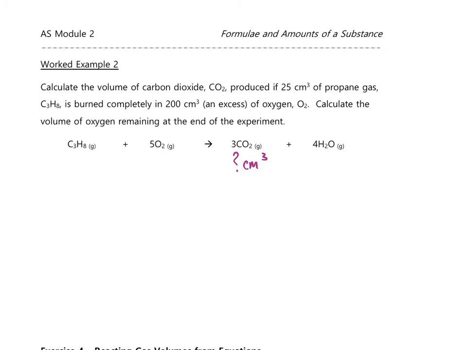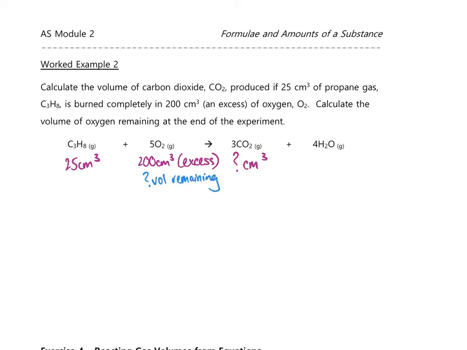If 25 centimetres cubed of propane gas, so I'll write that underneath here, is burned completely in 200 centimetres cubed, which is in excess of oxygen. There's two parts of this question, so I'm going to write 200 centimetres cubed and excess there. Okay, and then it says calculate the volume of oxygen remaining at the end of the experiment. So that's the second part of our question, so I'll write that in blue. So that will be volume remaining.